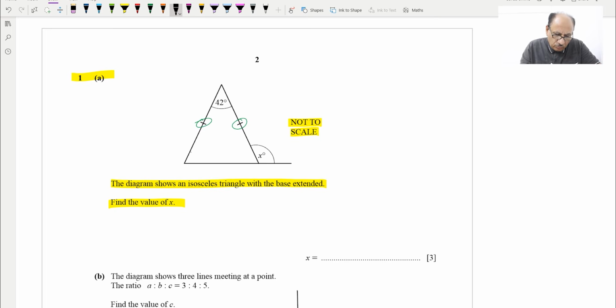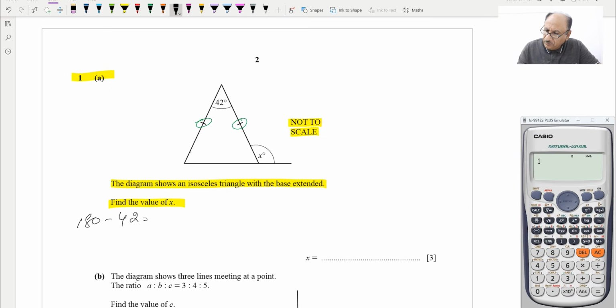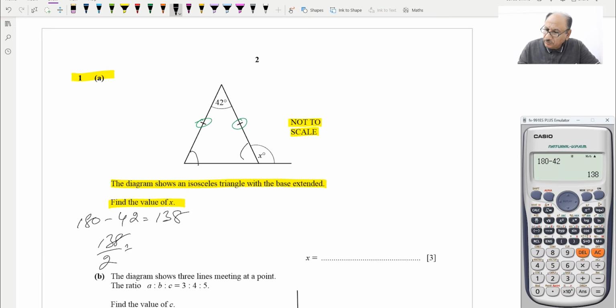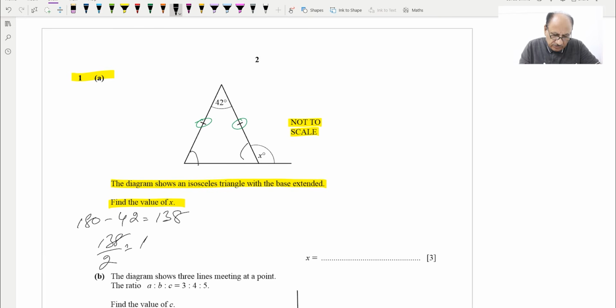So the remaining two angles add up to 180 minus 42, which is equal to 138. So 138 will be divided into two equal angles. 138 divided by 2 is equal to 69. So this angle is 69, this angle is also 69. So x will be 180 minus 69.